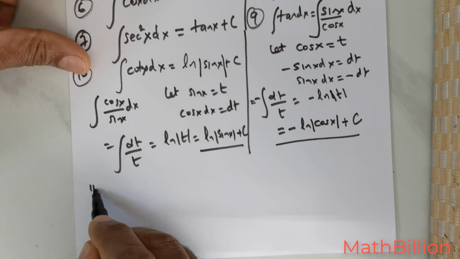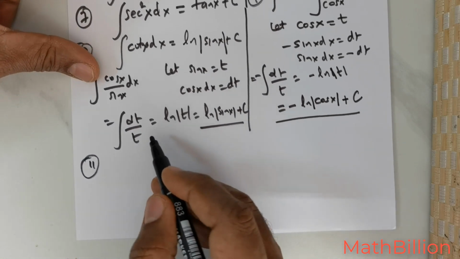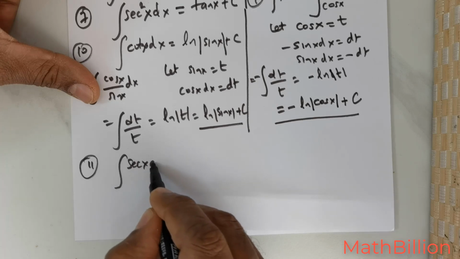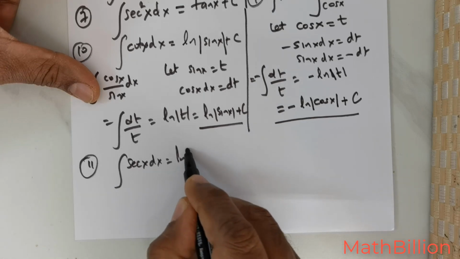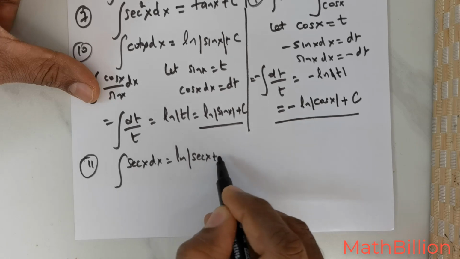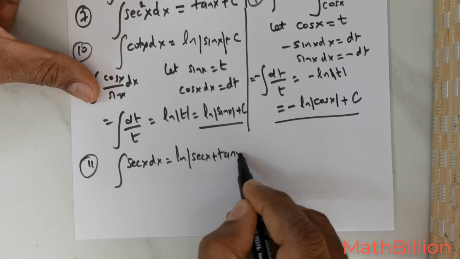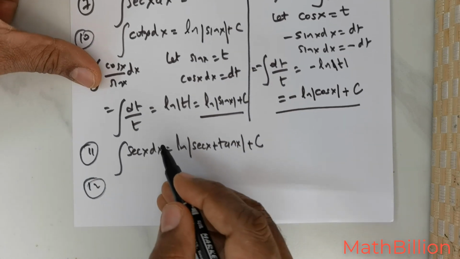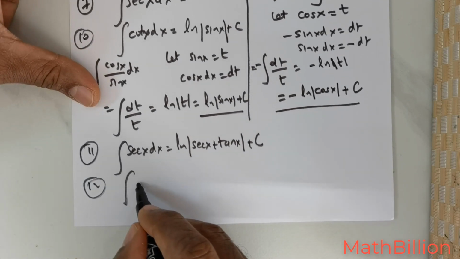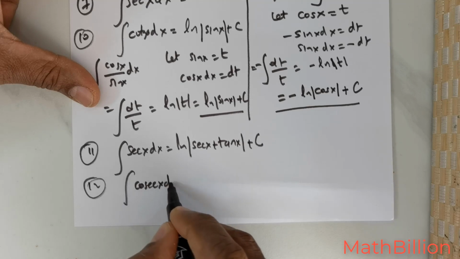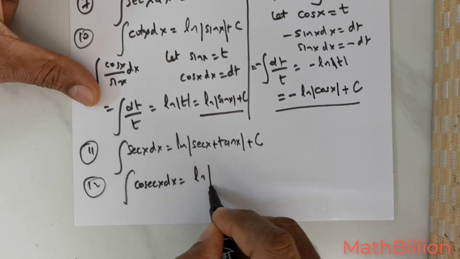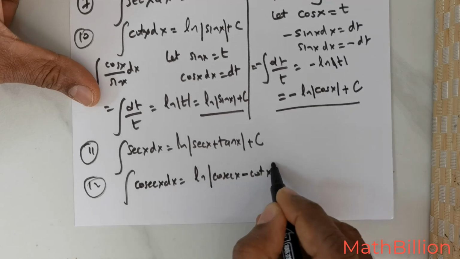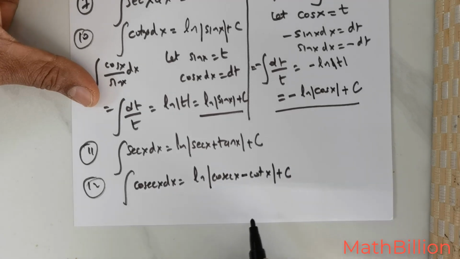Now the next one, formula number 11, integral of secant x. This is a very important formula. Secant x dx is equal to ln modulus of secant x plus tan x plus arbitrary constant c. We will see how to get these things. And integral of cosecant x, this is also a very important formula. Cosecant x dx is equal to ln modulus of cosecant x minus cot x plus arbitrary constant c.